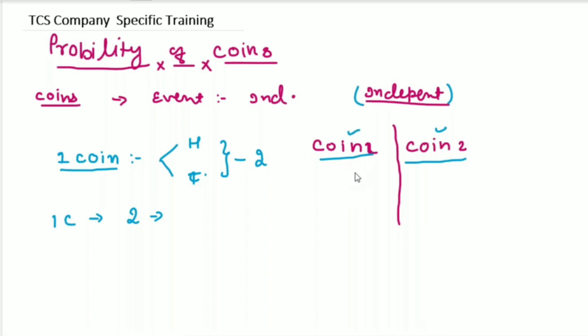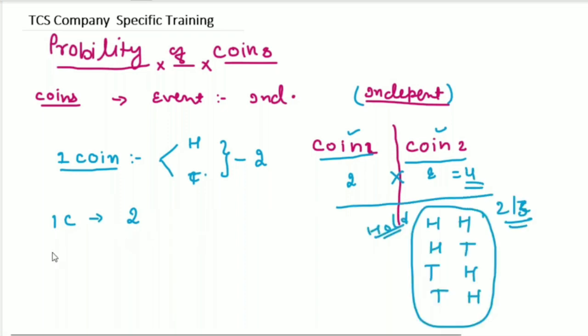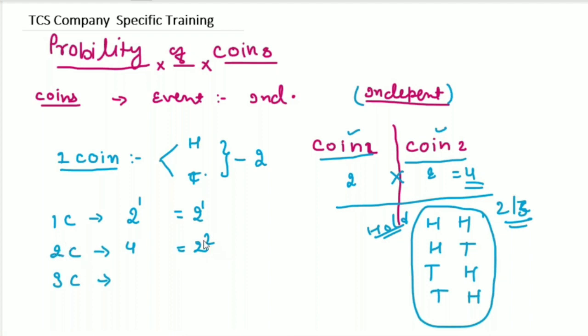Can I say that there are 4 outcomes? Yes, perfect. There are 4 outcomes, because each coin gives 2 outcomes, so this will be 2 into 2, which is 4 outcomes. If I have 2 coins together, there will be 4 outcomes. Then when we have 3 coins, what will be the answer? This 2 is nothing but 2 raised to power 1, like coins, like dice. This will be 2 squared, with the number on top, and this will be 2 raised to power 3, 2 cubed.